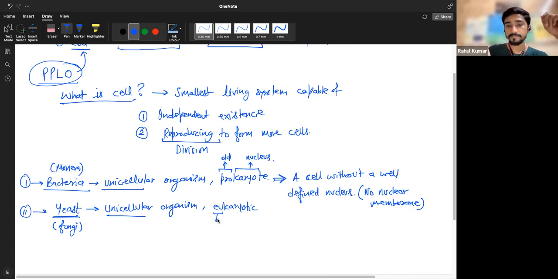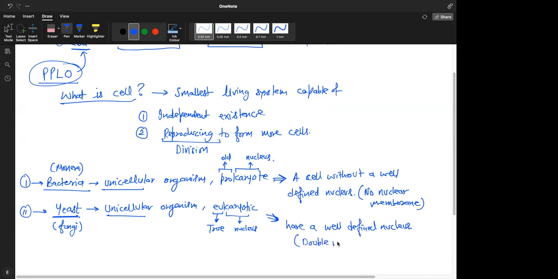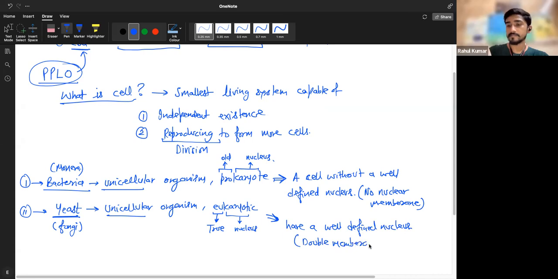The word eu means true. And karyotic is with nucleus. So eukaryotes are those which have a well-defined nucleus. Is it clear? Yes, and the nucleus is double membranous. In this case, nucleus is double membranous.